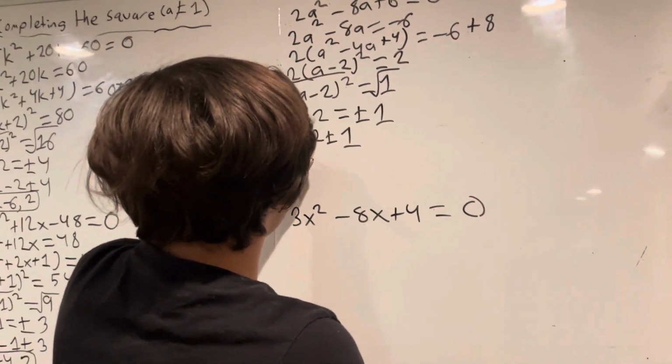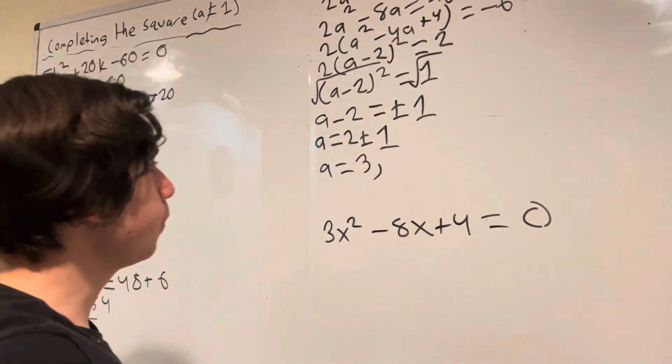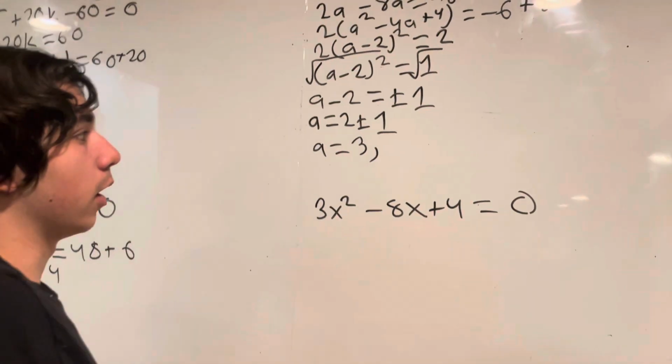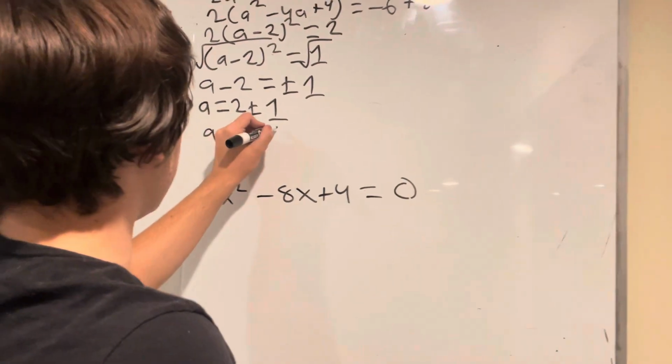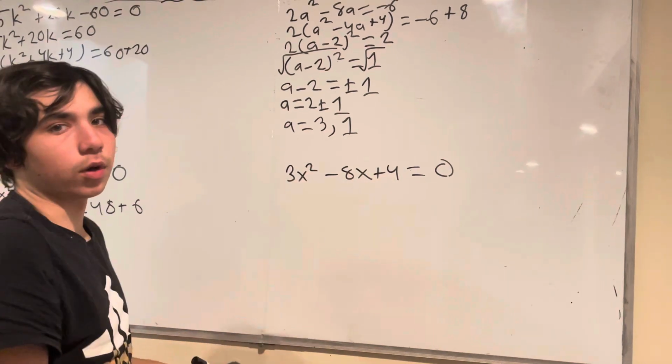So a could equal 3 or 1, right? Because 2 plus 1 is 3, and 2 minus 1 is 1.